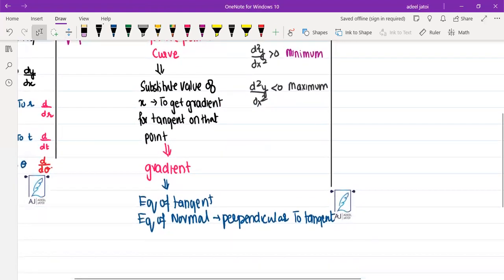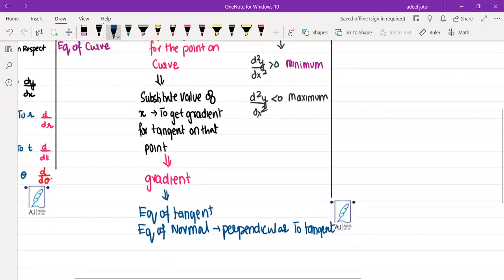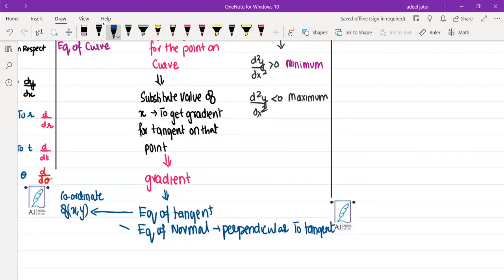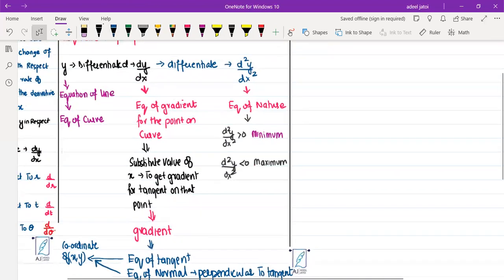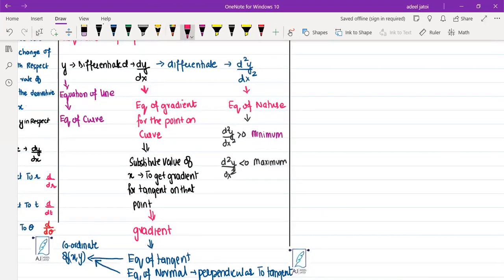But to find the equation of tangent, what do we need? We need the point, the coordinates of x and y, for the tangent as well as for the normal. And where do we get the coordinates from? The coordinates will come from the equation of the curve or the equation of the line.